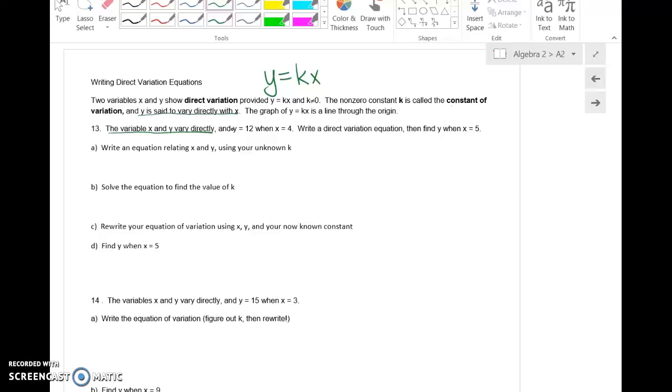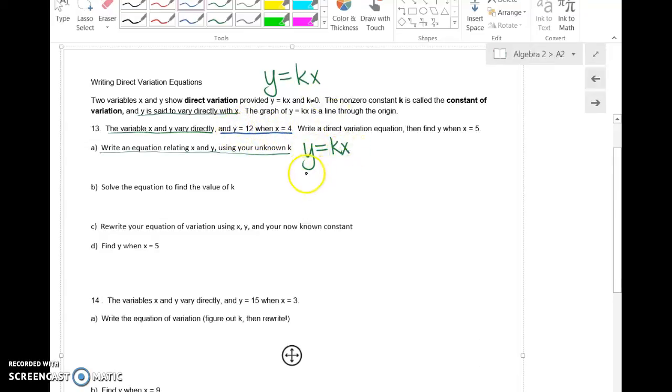Okay. The variables x and y vary directly. It says write an equation relating x and y using your unknown k. So it says the variables x and y vary directly. That means y equals kx. Then it says y equals 12 when x equals 4. This is one particular pairing of x and y's that's going to work in this equation. So I'm going to plug 12 in place of my y and 4 in place of my x.